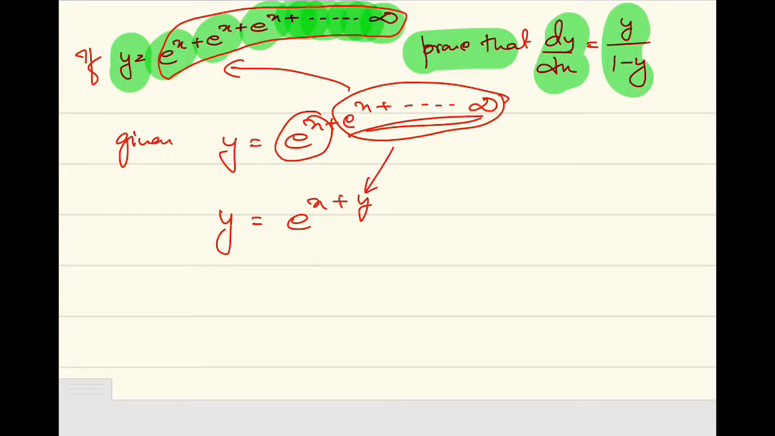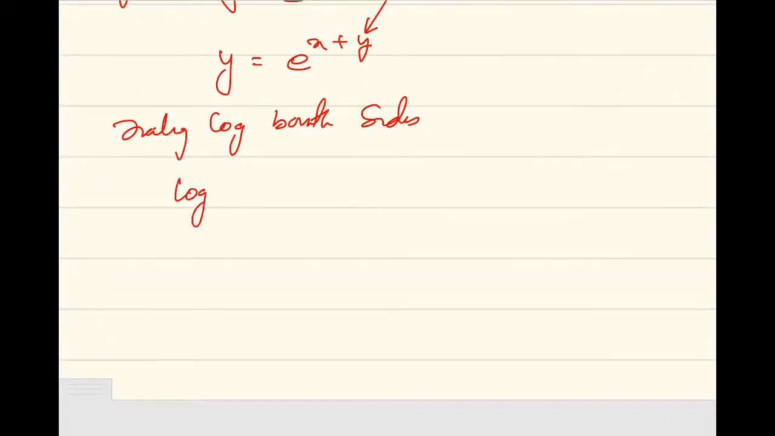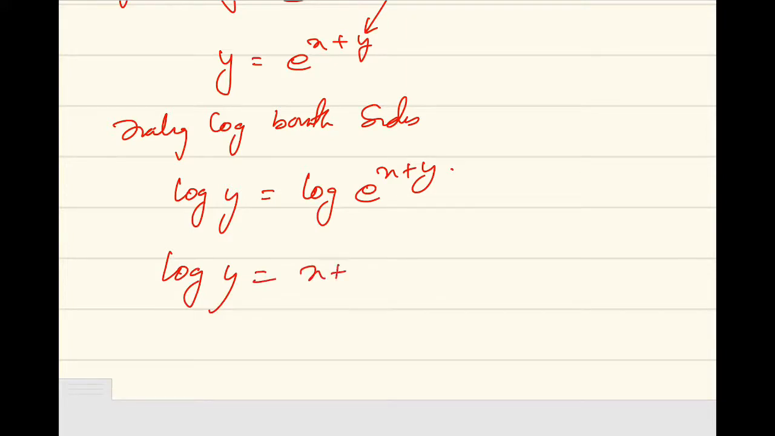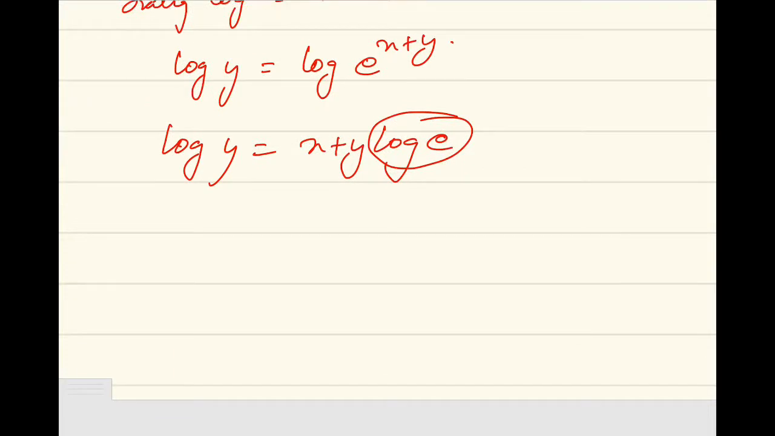Now it's time to differentiate. Maybe you will take log, taking log on both sides. I think that'll be better. So what do you get? Log y equals log of e to the power x plus y, correct? That gives me log y equals x plus y log e, and everyone knows log e means 1, so log y equals x plus y, correct?